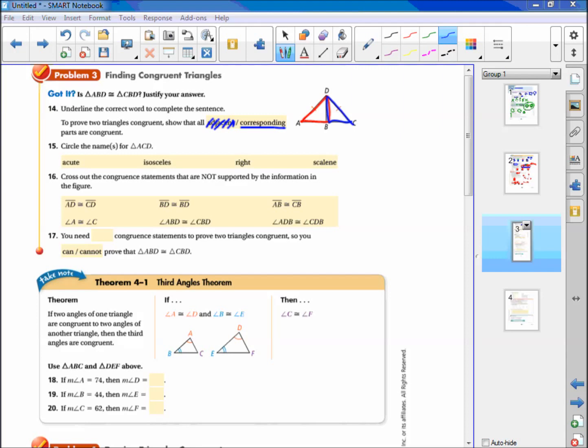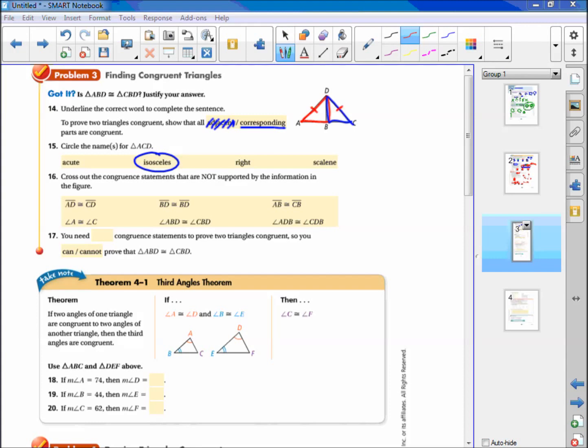Two shapes can be adjacent if they share a side, but they're going to be corresponding is what we're looking for here to prove congruence. Okay, so circle the names for triangle ACD. So triangle ACD is isosceles. How do I know it's isosceles? That's the big one. It has these two marks on here to show it.